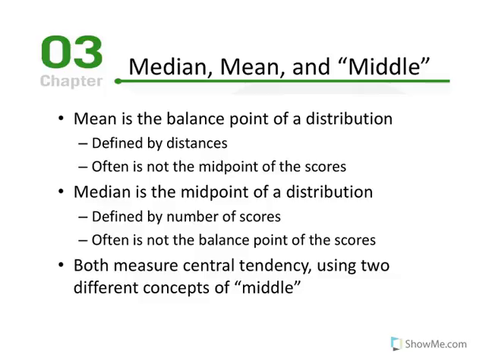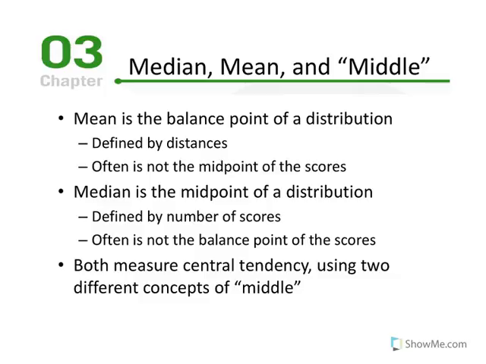So again, different ways of expressing the center. The mean is the balance point of the distribution defined by distance. Again, I indicated using that teeter-totter example that the mathematical center is derived by using our equation: the mean is equal to the sum of x divided by n, and then all the other scores will be equal distance from that center value. Often it is not the midpoint of the scores, meaning it's not going to be exact in terms of number of scores above and below. It could be, and it would be if the distribution was symmetrical, where in that case the mean, median, and mode would all be equal to one another.